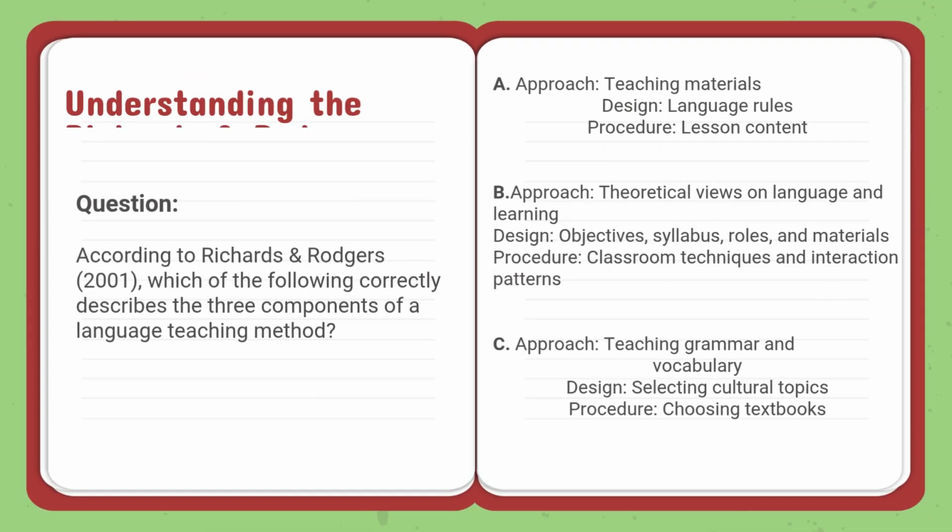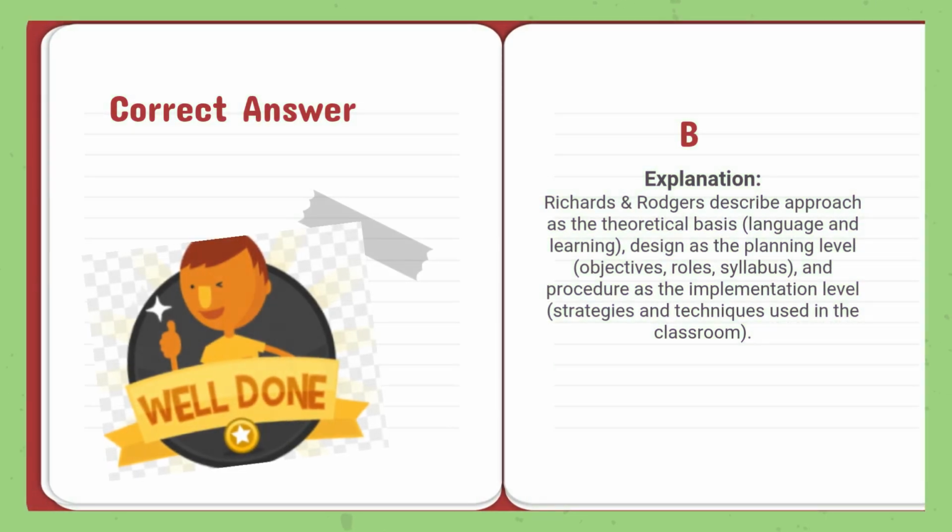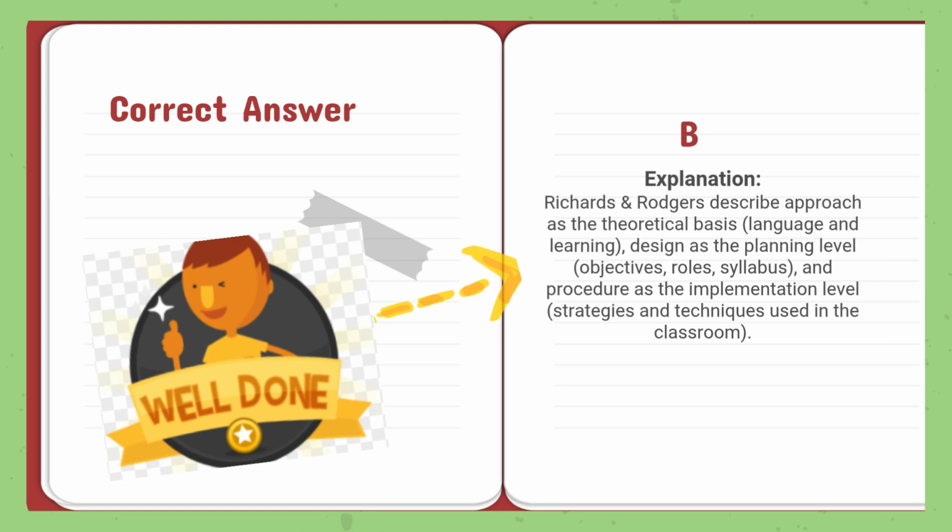Now let's check your comprehension by asking this question. According to Richards and Rogers 2001, which of the following correctly describes the three components of a language teaching method? Is it A, B, or C? Very good. Then the correct answer is B.